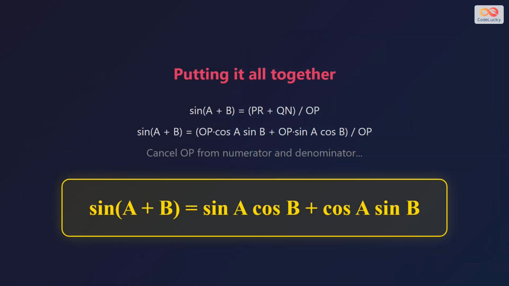When we put it all back into our original fraction, the OP term appears in every part of the equation and cancels out. What we are left with is the famous formula. Sine of A plus B equals sine A cosine B plus cosine A sine B.